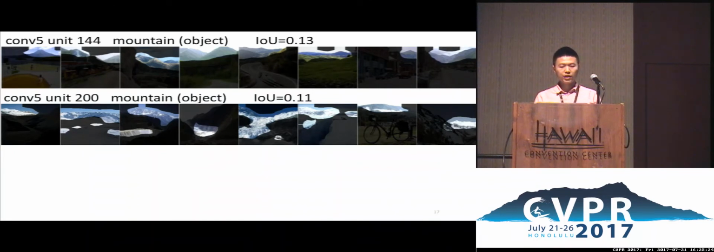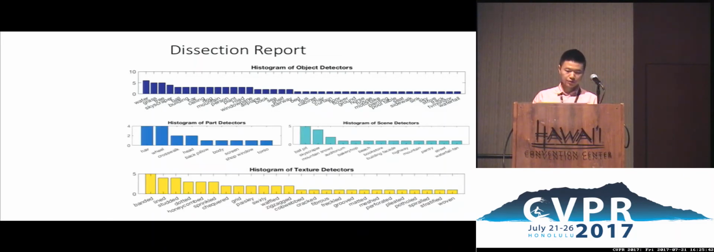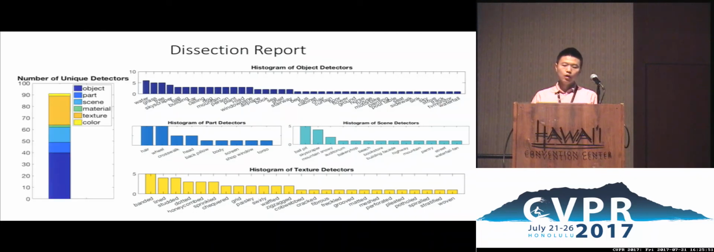This may also explain why the IOU is low, because they detect that fine-grained concept for the concept category. So here is a dissection report generated by our method. Our method not only identifies those object detectors, it can also identify part detectors, scene detectors, and texture detectors. So here are the histograms for all those different concept detectors. We can further summarize those histograms into one bar. This bar shows the number of unique detectors in each concept, from high-level concepts, object parts, scene, to middle-level and low-level materials, texture, color.